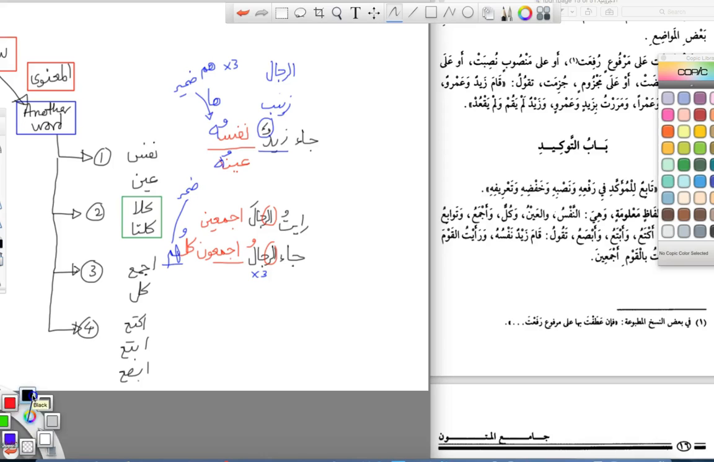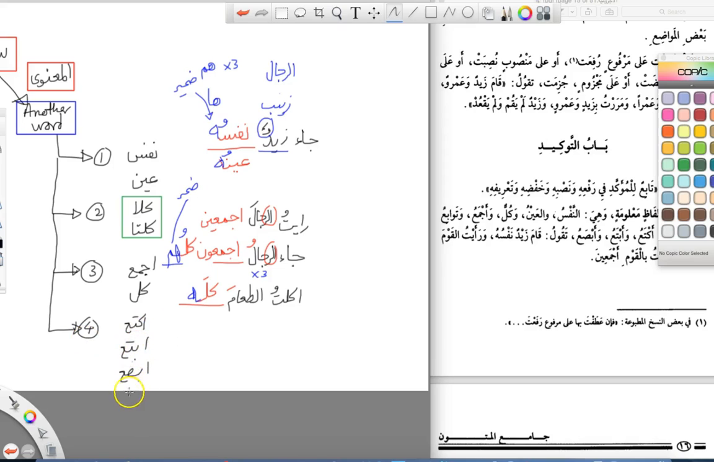If, for example, you said something like akaltu at-ta'am, I ate the food, you wouldn't use ajma'in with it, because ajma'in is not used for something like food. It's used for things that have individuals, like humans usually. So for ta'am, you would say akaltu at-ta'ama kulla, and then at the end, what damir are you going to add? You're going to add hu. Akaltu at-ta'ama kullahu. And that's how you work out ta'keed.